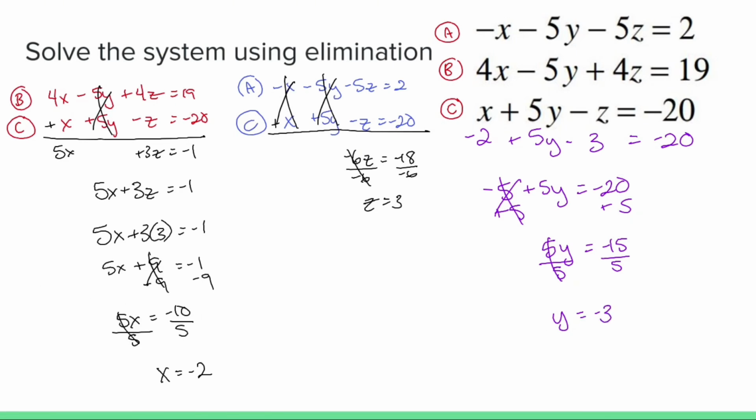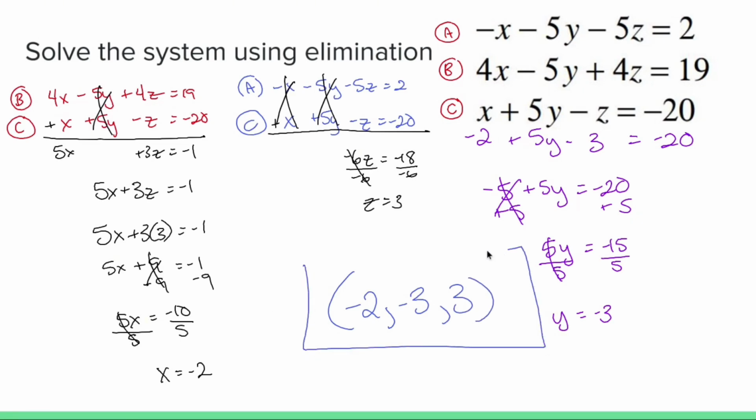So if x is negative 2, and y is negative 3, and z is positive 3, we get a solution of negative 2, negative 3, 3. And that's how you do it, baby.